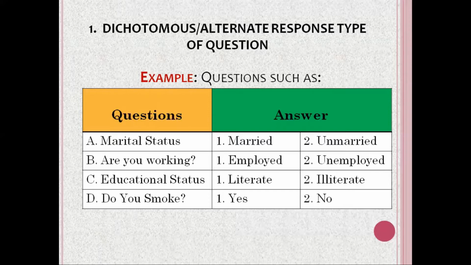For example, if I ask you, what is your marital status? Are you married or unmarried? Your answer will be one of these. Similarly, are you working? Your answer will be either employed or unemployed. What's your educational status? Are you literate or illiterate? The answer will be one of these. Do you smoke? It will be a yes or a no. So these are your answers, and this is a dichotomous type of question in a questionnaire.